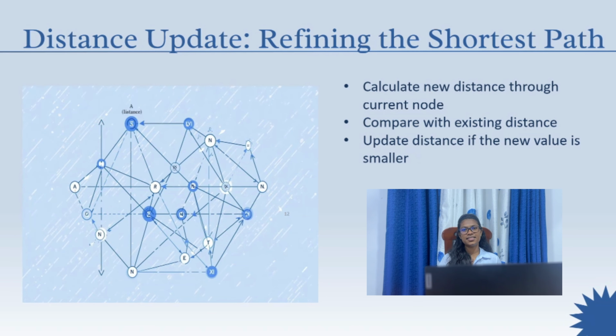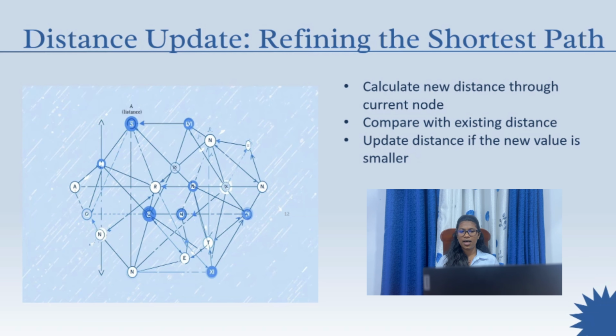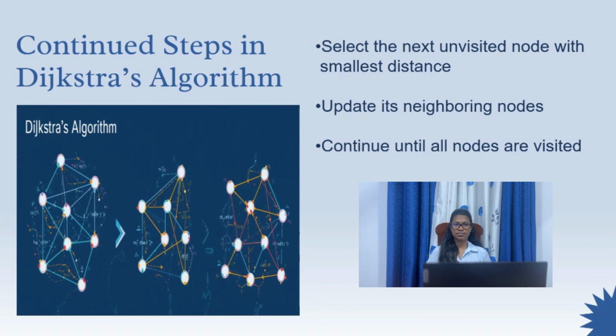Let's see the distance update. Now we calculate distances. If a new path is shorter than the old distance, we update it. This process is called relaxation. We always choose the node with the smallest distance next. The same steps continue. Visit the nearest unvisited node, and then update the distances. Then mark it as visited. This repeats until all the nodes are processed.